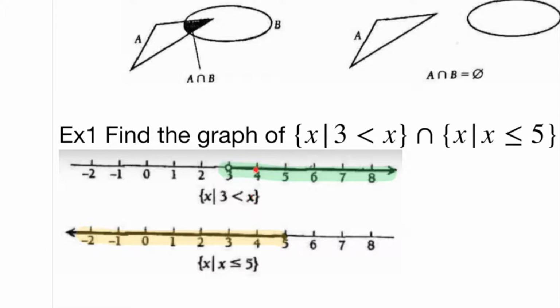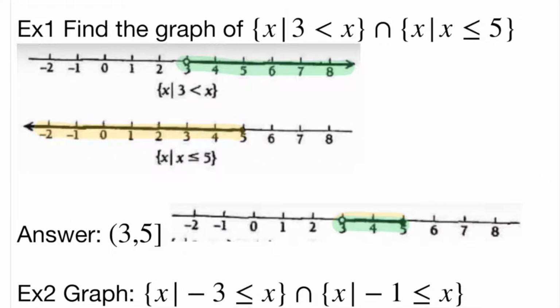So the intersection would be the points that just got highlighted twice, that are in both graphs. So the answer would be these right here. Everything in between 3 and 5, including 5 and not including 3. Because 3 isn't part of this graph, so it shouldn't be part of the intersection either.